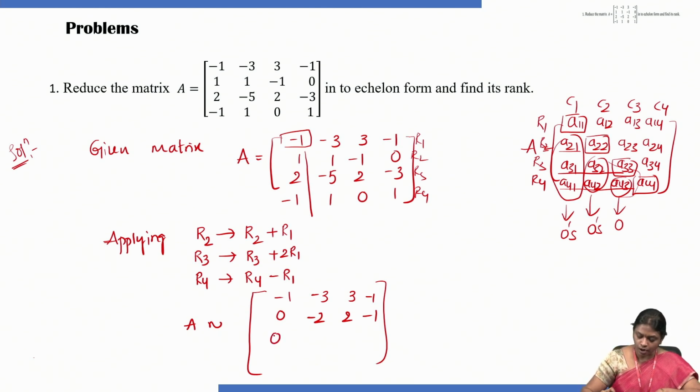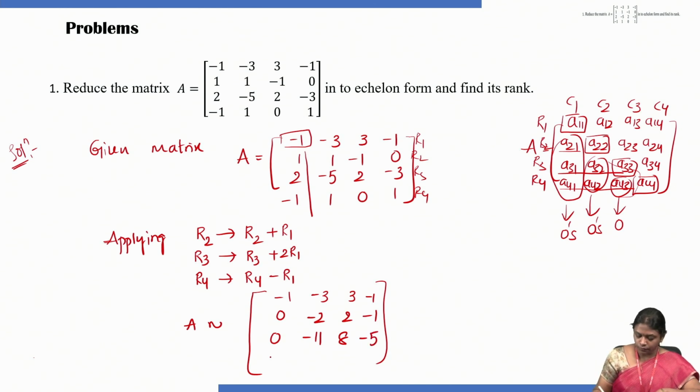Now you need to implement R3 plus 2R1 to the whole third row here, so that it becomes minus 5, minus 6. So that becomes minus 11. And here 2 plus 6, 8. And this is minus 3, minus 2, minus 5.